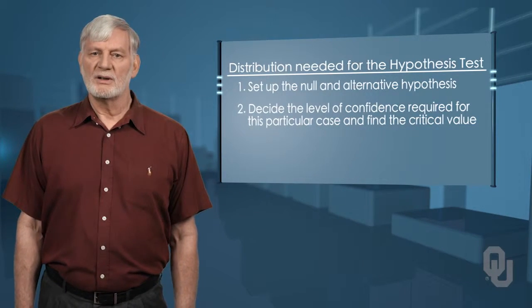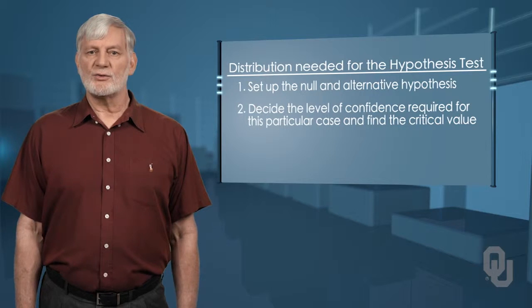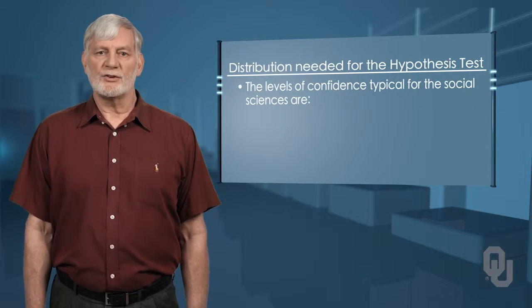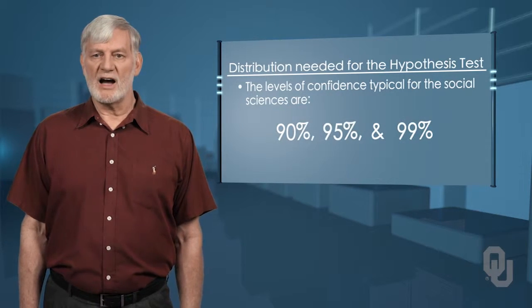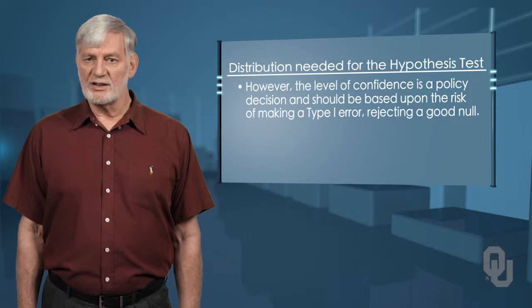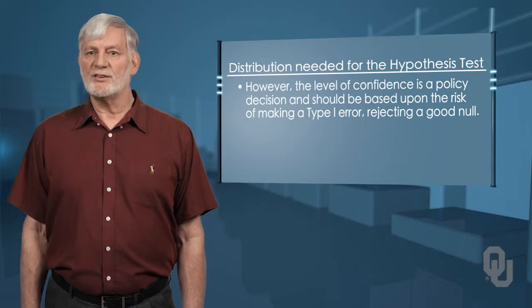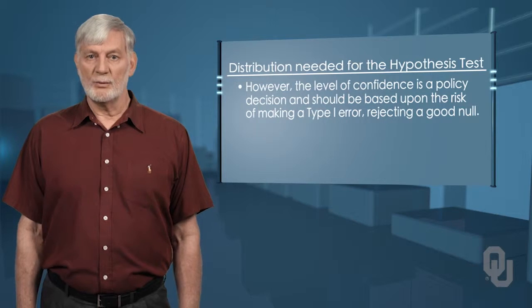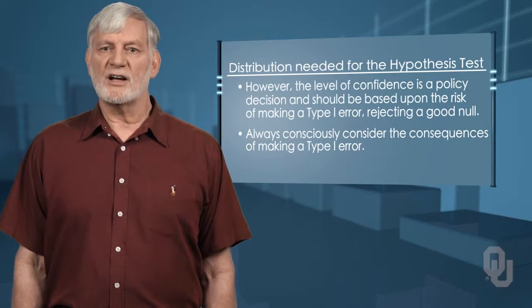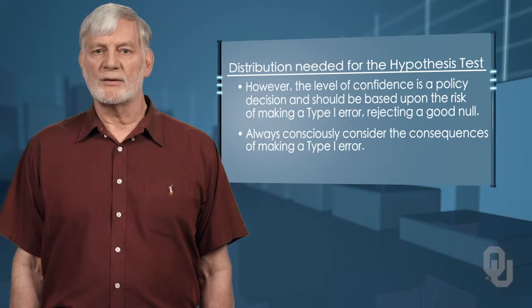Number 2, decide the level of confidence required for this particular case. The levels of confidence typical for social sciences are 90, 95, and 99. However, the level of confidence is a policy decision and should be based upon the risk of making a type 1 error, rejecting a good null. Always consciously consider the consequences of making a type 1 error.